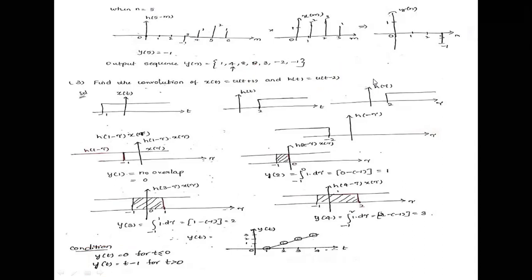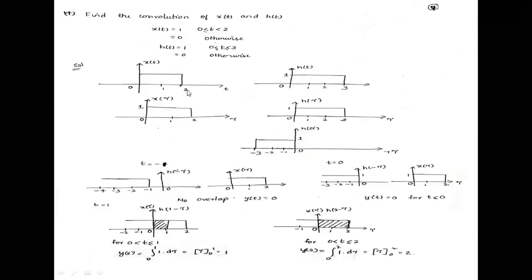Next example. The x of t and h of t. X of t is given from 0 to 2 with magnitude 1, and h of t from 0 to 3 with magnitude 1. First of all, you can see that h of t becomes h of tau and x of t is x of tau. The folded function: the positive values will become negative values.